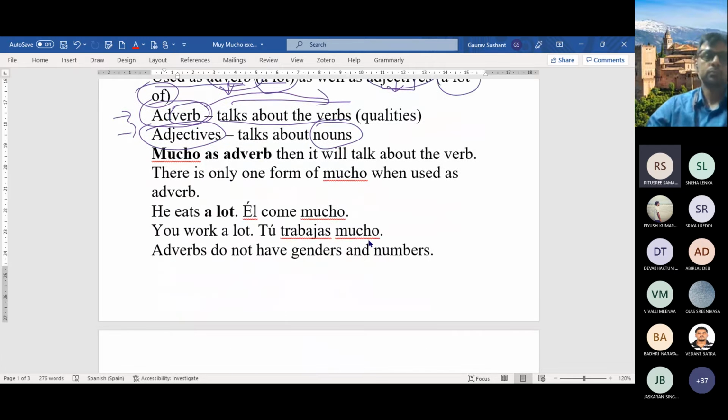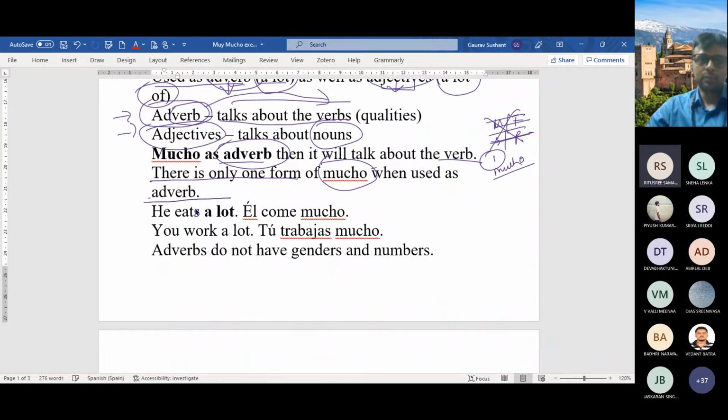Okay. Now let us see the example here. So mucho as adverb will talk about the verb. And there is only one form of mucho when used as adverb. This is another basic criterion: when you are using mucho as an adverb, it will have only one form. There is nothing like masculine or feminine or singular or plural. It does not exist with the adverb. So there is only one form, and that is just mucho.